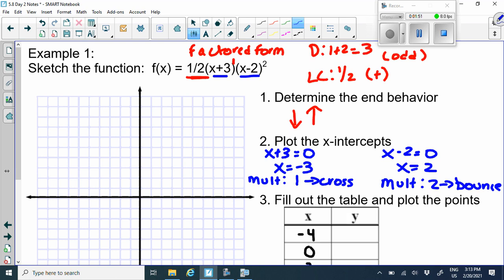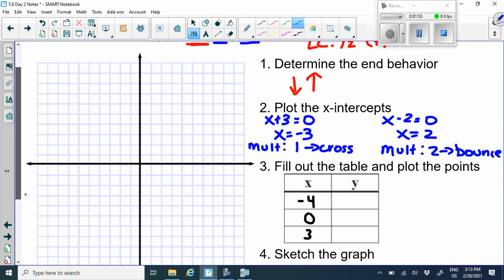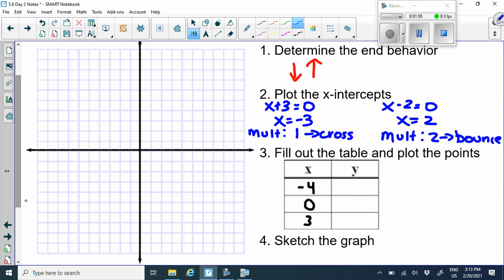So let's go ahead and do our next part, because then we'll plot the x-intercepts. Now we're going to fill out the table and plot the points. So for you guys, go ahead and write down these values, -4, 0, 3, onto your XY table. On the homework assignment, I will already give you the x values like I am doing right now. So then all we have to do is actually take these values and plug them into our equation above.